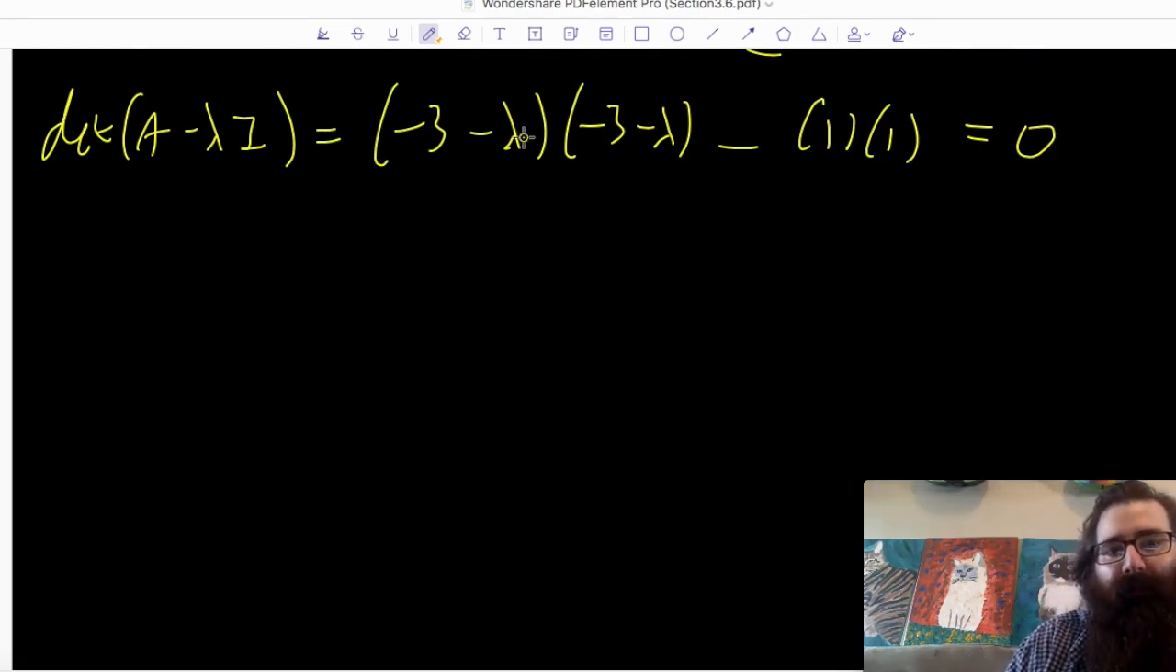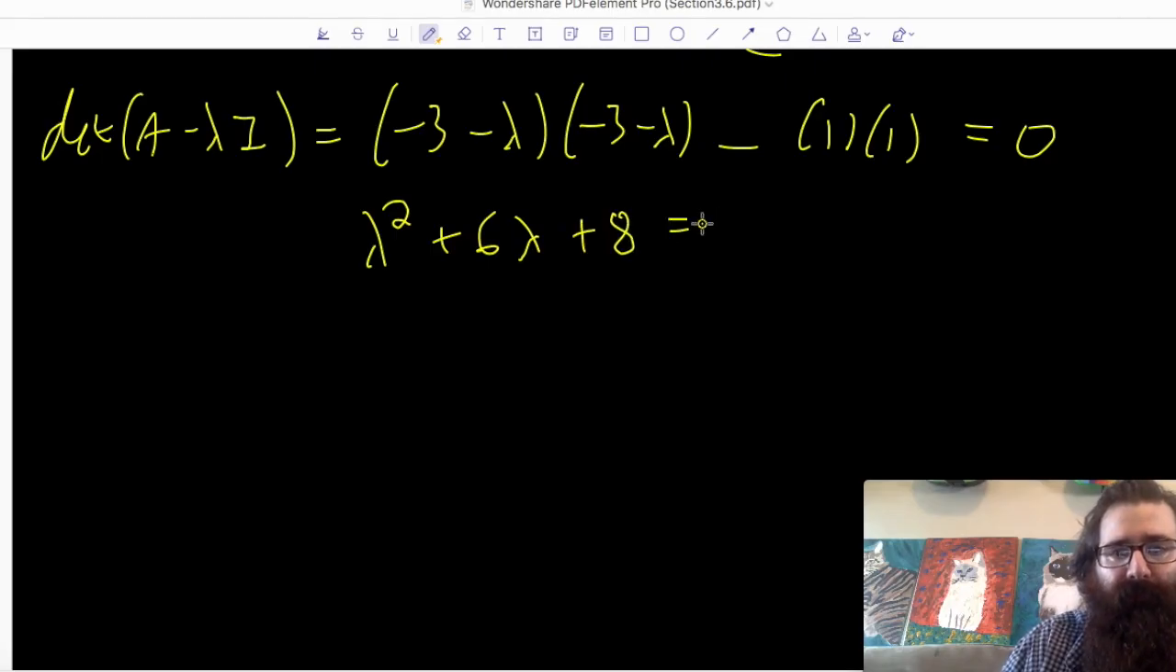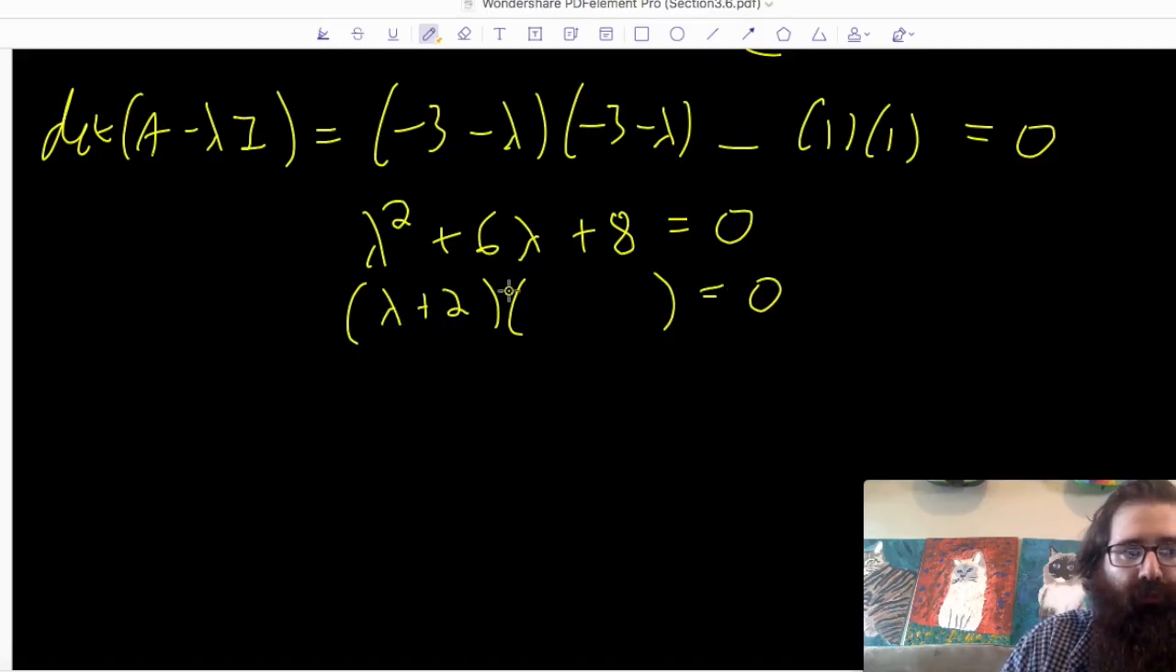Let's multiply this out. Negative lambda times negative lambda is positive lambda squared. I get positive 3 lambda, and then another positive 3 lambda gives me 6 lambda. Negative 3 times negative 3 gives me positive 9, minus 1 gives me plus 8, equals 0. And this will factor. We get lambda plus 2, lambda plus 4. So we get eigenvalues, lambda equals negative 2 and lambda equals negative 4.